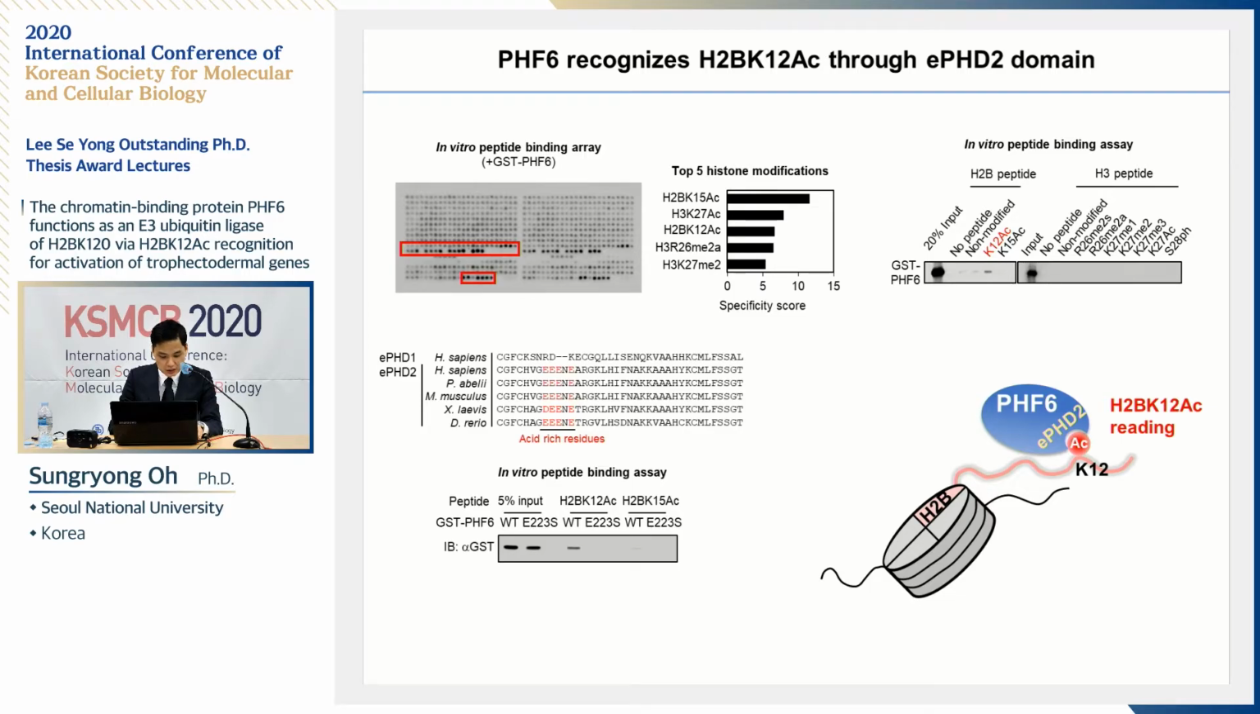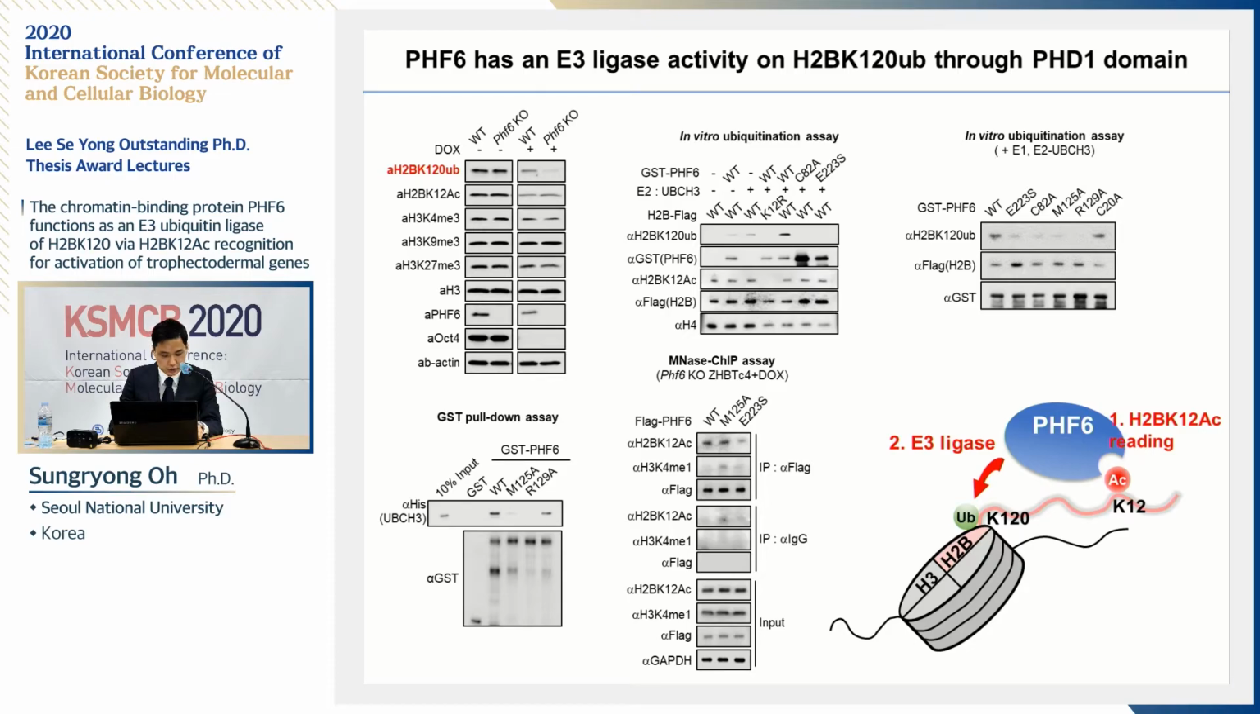Next, I compared the sequences of the EPHD domain 1 and domain 2 of PHF6 and found that acidic residue-rich regions only existed in the EPHD domain 2. When using a mutant without charge of this residue, I confirmed that the H2BK12 acetylation recognition function of PHF6 was significantly lost. Through this result, I conclude that PHF6 has the ability to recognize histone H2BK12 acetylation through the EPHD2 domain. Next, I checked which histone modifications showed changes with or without PHF6.